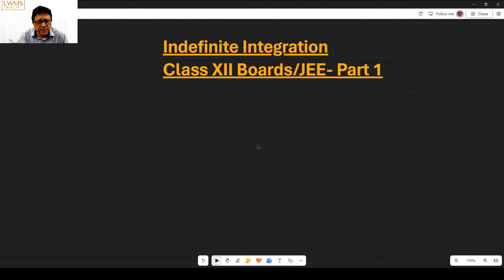Indefinite integration we'll be discussing today, which is seen as the reverse process of differentiation. You can have a question: if it is the reverse process of differentiation, what's the use of indefinite integration? Why is it required?